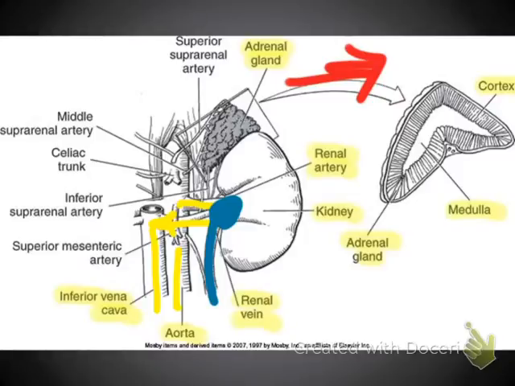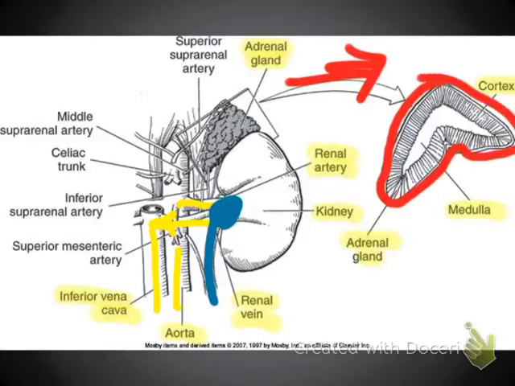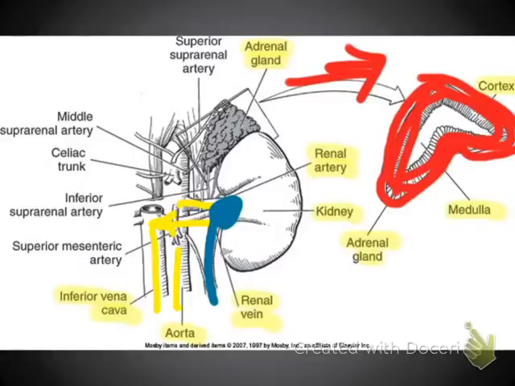And so as we can see, if you did a cross section of it, it almost looks like a Y or an upside down Y. And we have the outer portion, which is pretty much all of this, which is the cortex. The inner portion here is the medulla. And as we said before, the cortex is in charge of producing steroids, whereas the medulla is in charge of producing epinephrine and norepinephrine. So that's something to keep in mind and hopefully to try and keep straight.